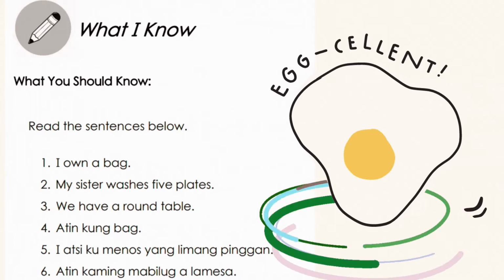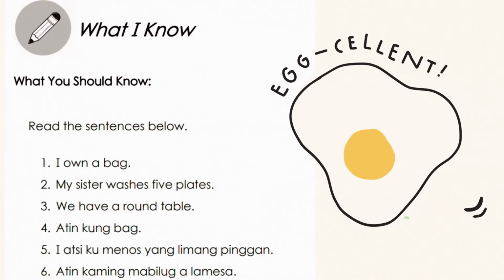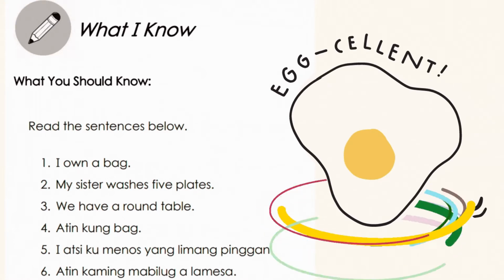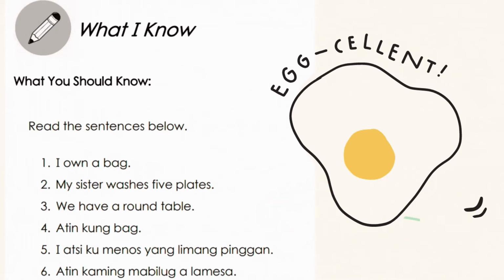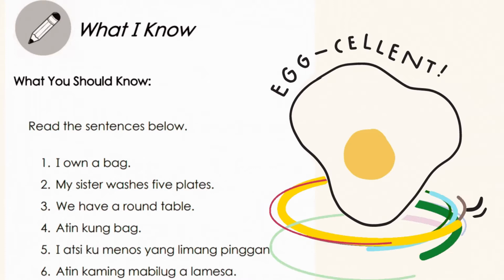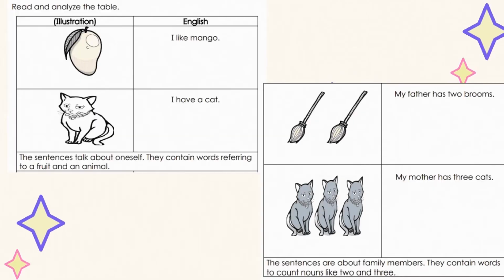For sentences numbers 1 to 3, they are written in English. For sentences numbers 4 to 6, they are written in Kapampangan or in mother tongue. For sentences number 1 to 3, the Kapampangan translations can be found in sentences numbers 4 to 6. Let us read and analyze the table.